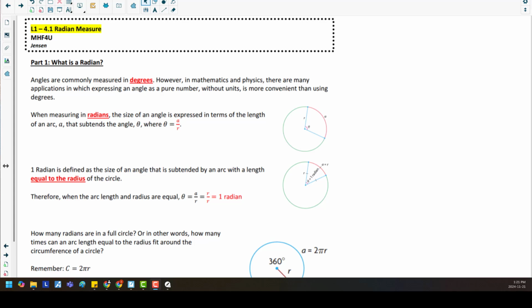It is November 21st today, and we are doing Unit 4, Lesson 1. So Unit 4, Lesson 1, let's begin with radian measure.